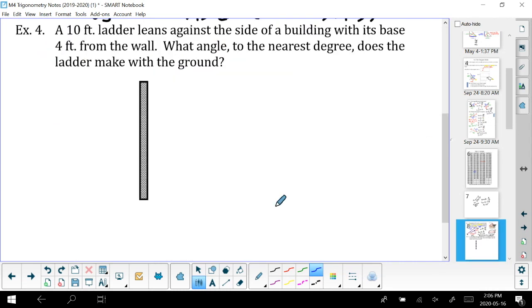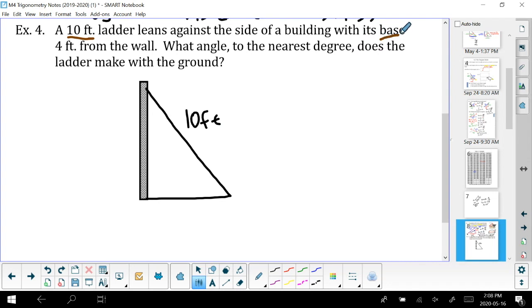Here in example number 4, it reads, a 10-foot ladder leans against the side of a building with its base 4 feet from the wall. What angle to the nearest degree does the ladder make with the ground? So let's go ahead and draw this ladder here, and it's leaning against the side of the wall. We know that it's 10 feet long, so let's go ahead and label the ladder as 10 feet.